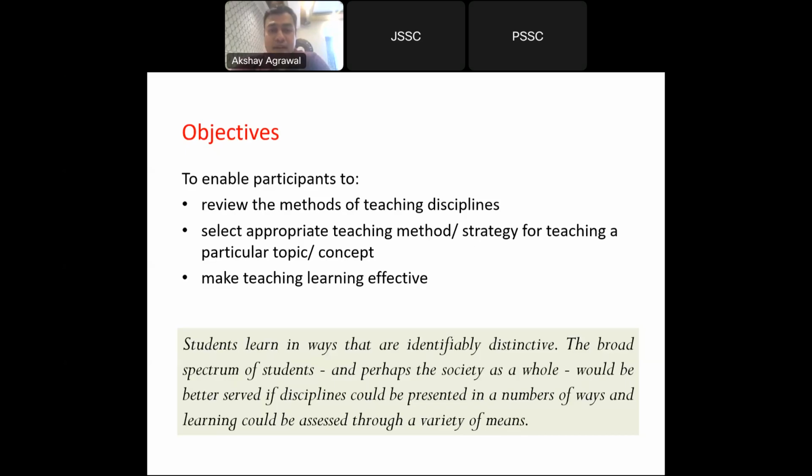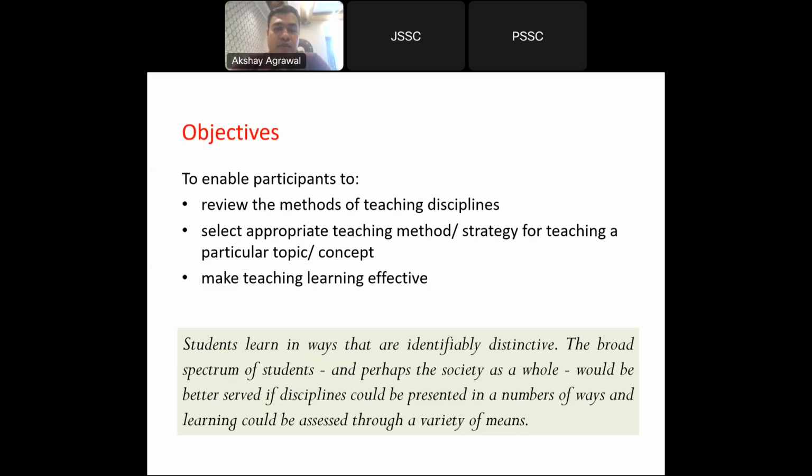Very nice. Thank you, participants, for the reply. We are also going to do something known as selecting appropriate teaching methods, strategies for teaching a particular topic, because we can't follow everything and anything everywhere. So I would always say that you should have integration of two or three techniques so that everyone is able to capture your understanding in the same way that you would like to present it, and making teaching learning effective. We're trying to see how we can make the teaching learning a bit more effective at the end of the day.